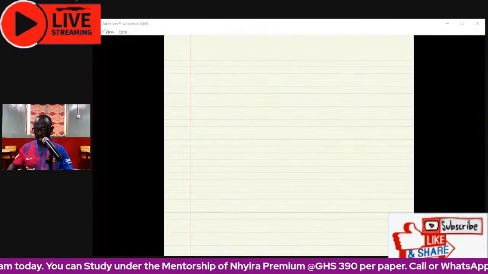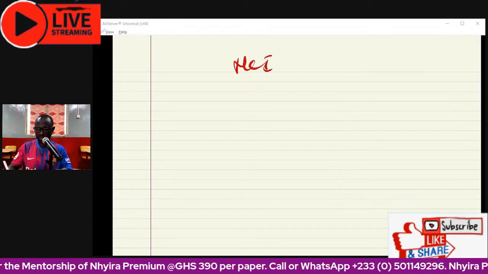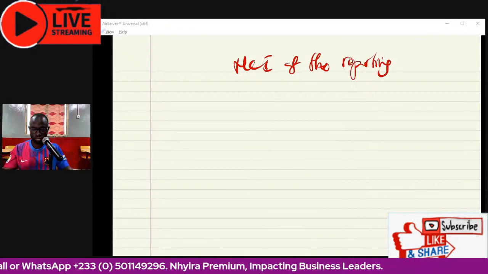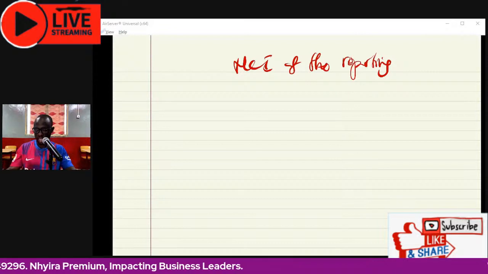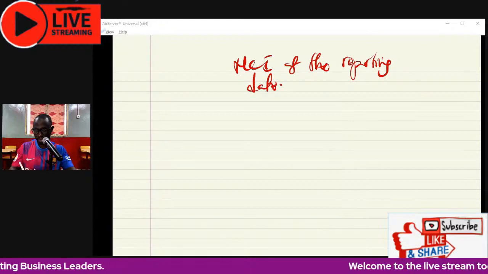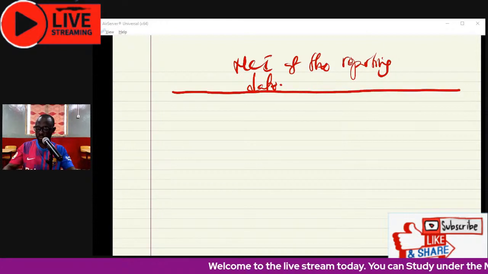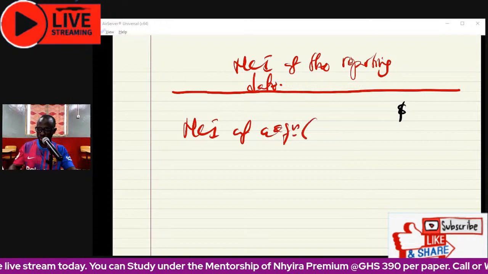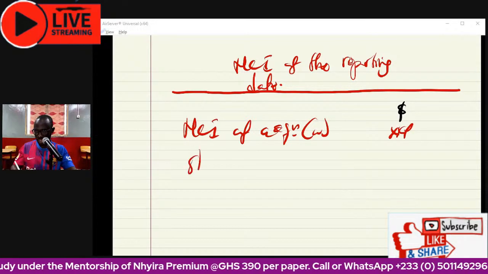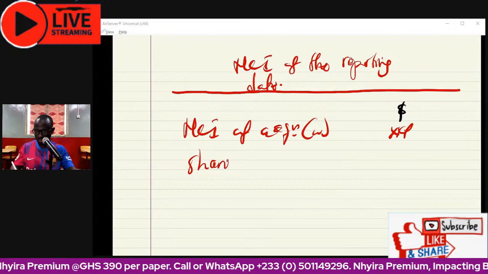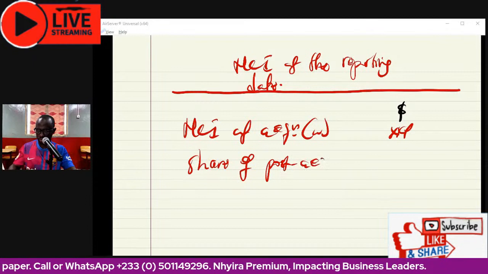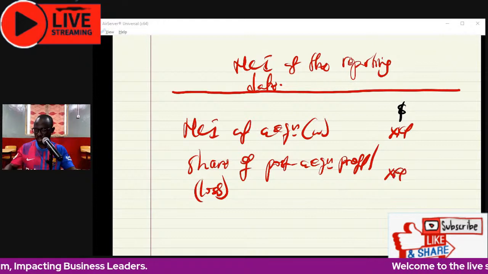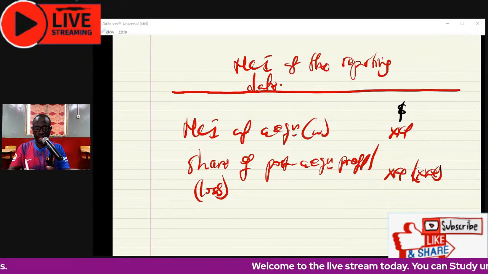Then the last thing will be NCI at the reporting date. Now, with the NCI at the reporting date, you bring your NCI at acquisition, what you use to calculate the goodwill. Then you bring the share of post-acquisition profit or loss from the sub. If it's profit, you add. If it is a loss, you deduct it in that particular case.